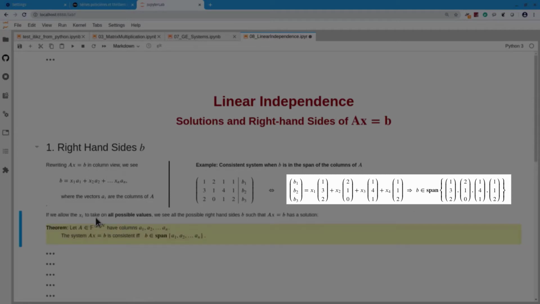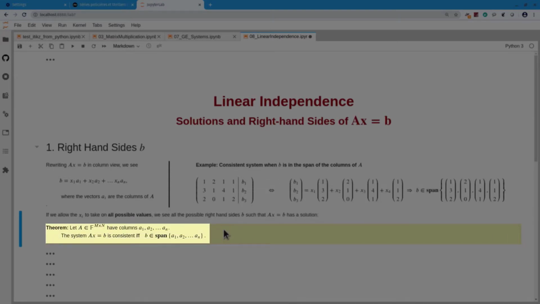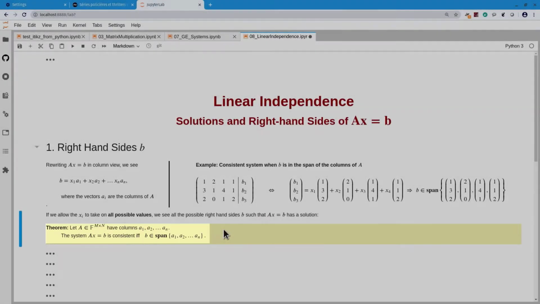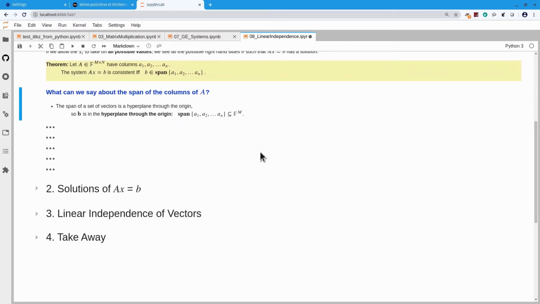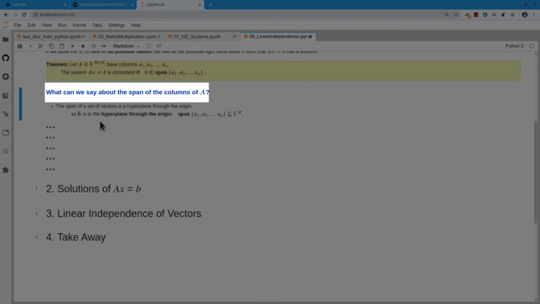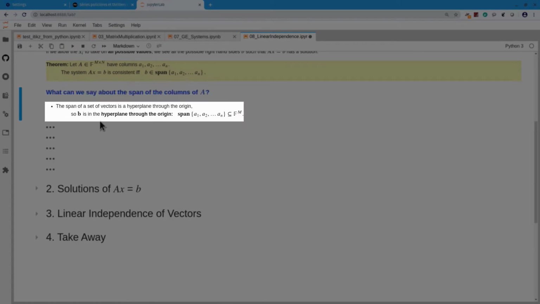We'll allow the x's to take all possible values, and therefore let's write that as a theorem. If I start with my matrix of size m by n, with columns A1 through An, then for the system Ax equals b to have solutions, b must be in the span of the columns. That raises a question. What can we say about the span of the columns of A? Well, for one thing, a span we know is a hyperplane through the origin. So b must belong to this hyperplane.